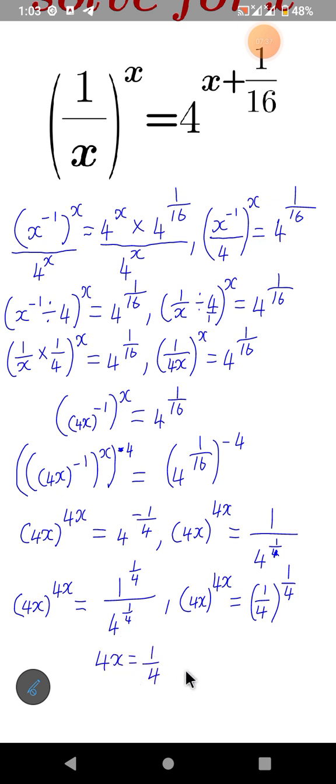Then from here I can cross multiply. So 4x multiplied by 4, we have what? 16x equal to 1. Then from here I can say that x is equal to 1 all over 16. So this is my final solution to this equation.